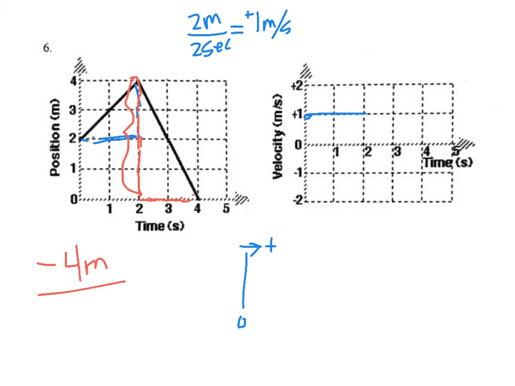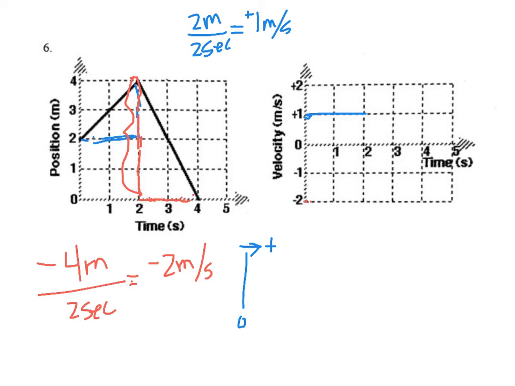And how long did that take? That also took 2 seconds. And so what is my velocity for this section? Well, it's 2 meters per second, but it's not just 2 meters per second. It is negative 2 meters per second. Hopefully you're getting that. And that means I got to go over to my graph here, and where is negative 2 meters per second? Right there.